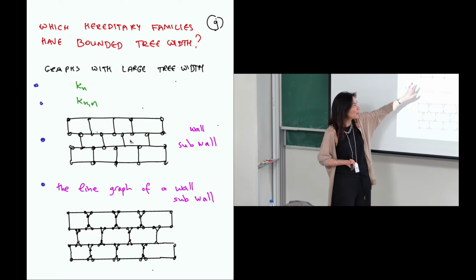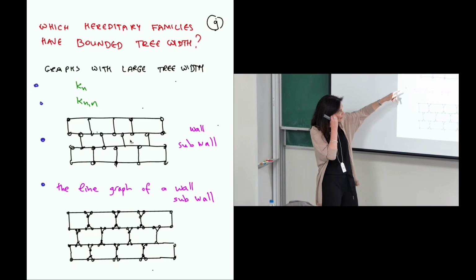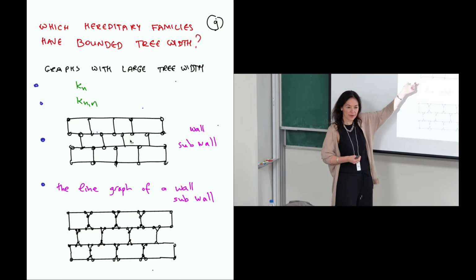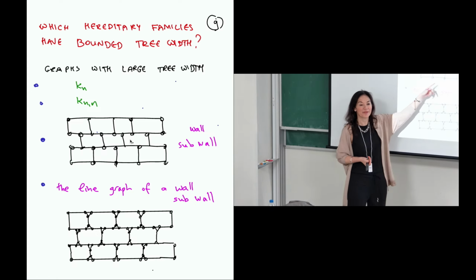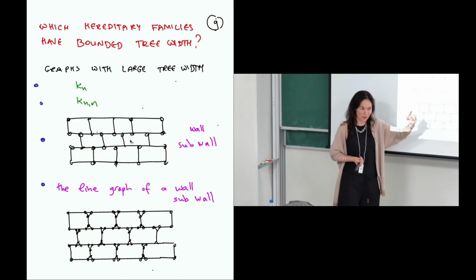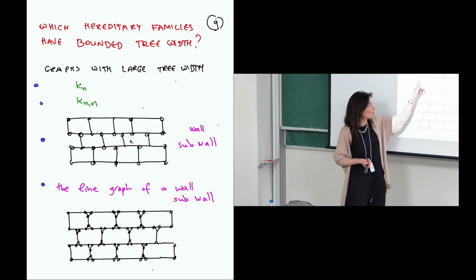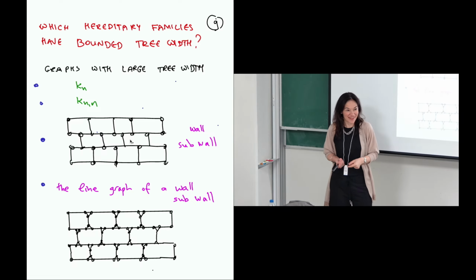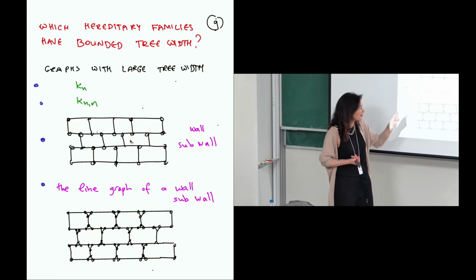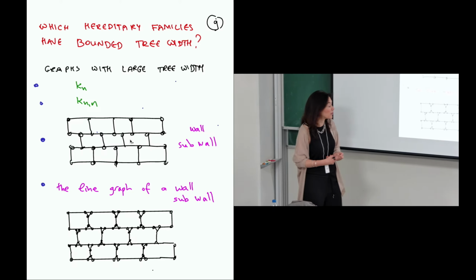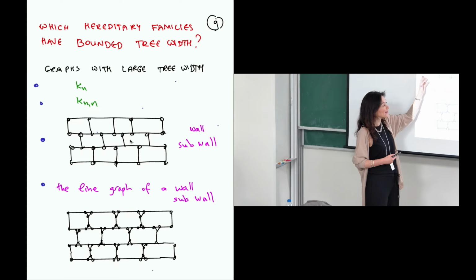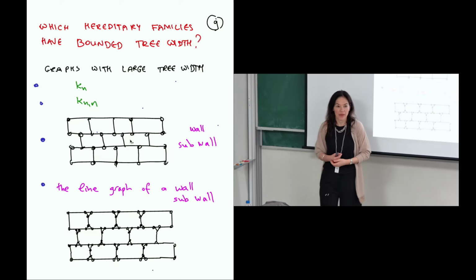So what is this graph? What's drawn here is called a wall. And I won't define it exactly, but you see what it is. And then you can subdivide some edges, and that's a subdivided one. And already this graph itself is not very dense, right? It's a cubic planar graph. And if you subdivide edges, that's even less dense. And yet it has huge treewidth. Its treewidth is as big as its height or its width.